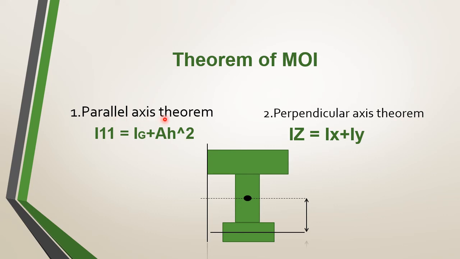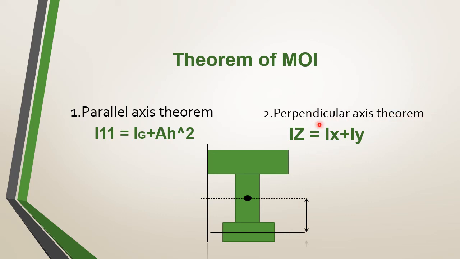So for the parallel axis theorem, the formula for finding the moment of inertia is I11 is equal to Ig plus A h square. I11 is the moment of inertia of the plane figure about the reference axis. So the moment of inertia about this reference axis is I11, and Ig is the moment of inertia about this centroid. A is the area, and h is the distance between the centroidal axis and the reference axis.